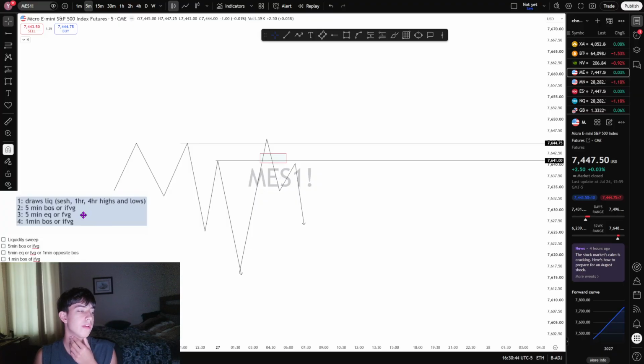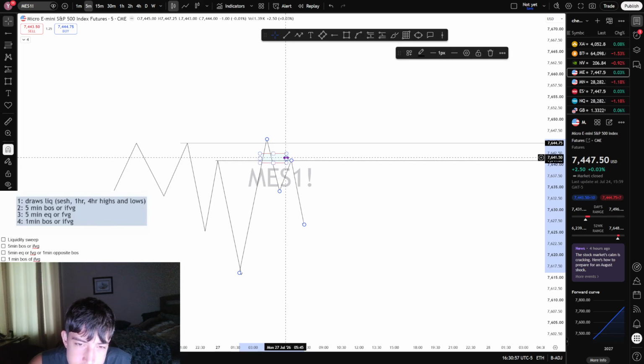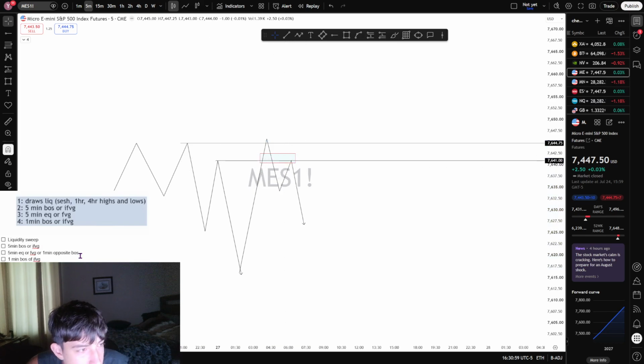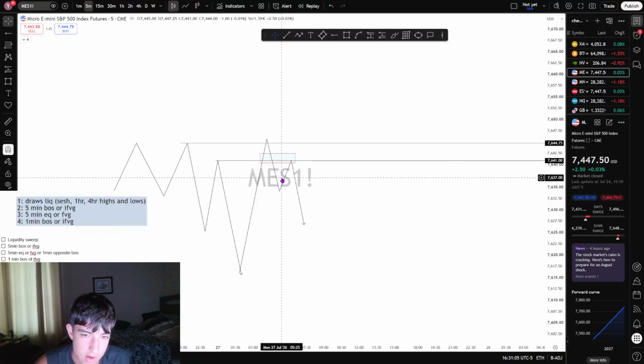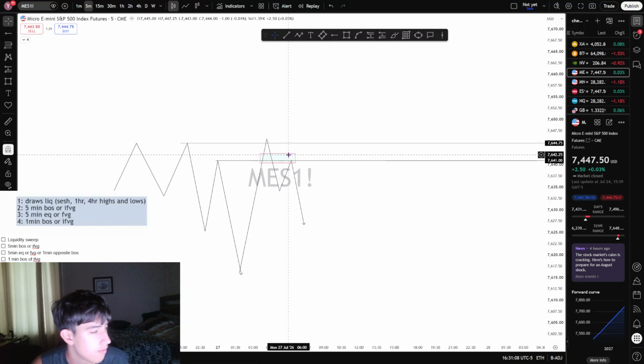Number three, I'll talk more about it. It's not just that we need to see a 3-minute equilibrium, a fair value gap, even if it goes to the same inverse fair value gap, or a 1-minute break of structure to the opposite side. So if we're looking to sell here, we need to see a break of structure to the upside so we can see that the retracement is happening.